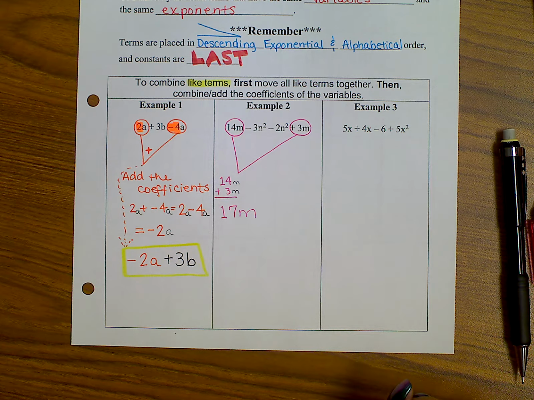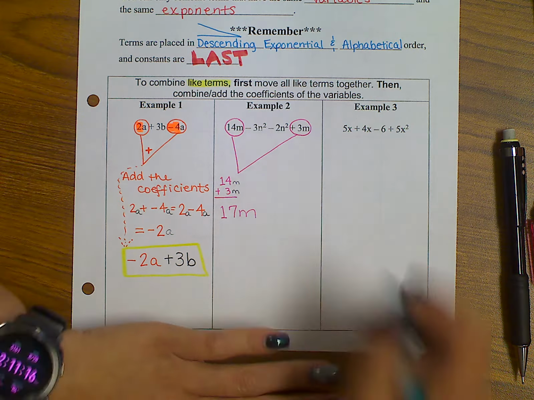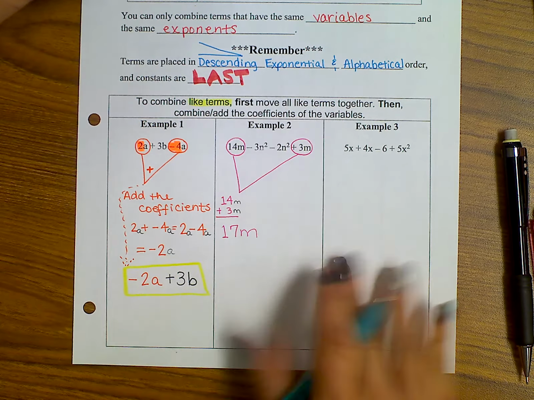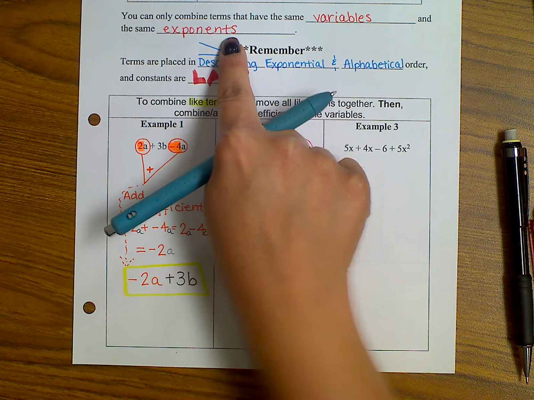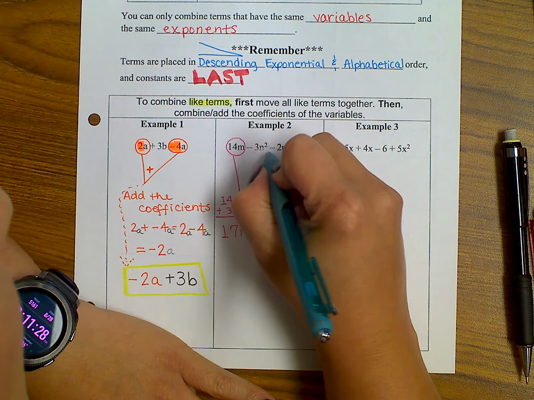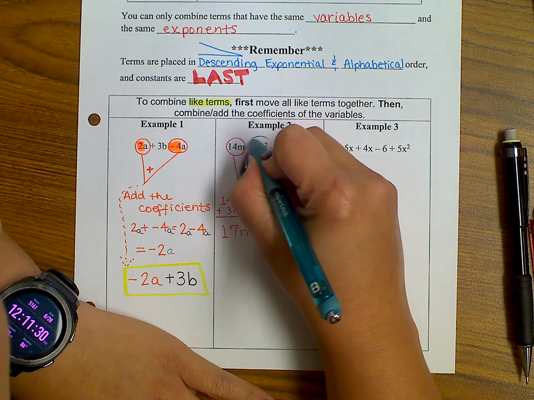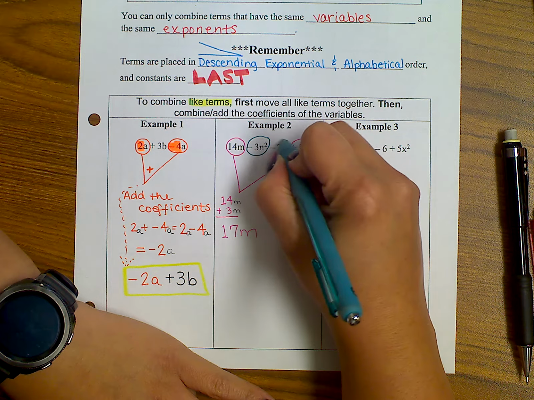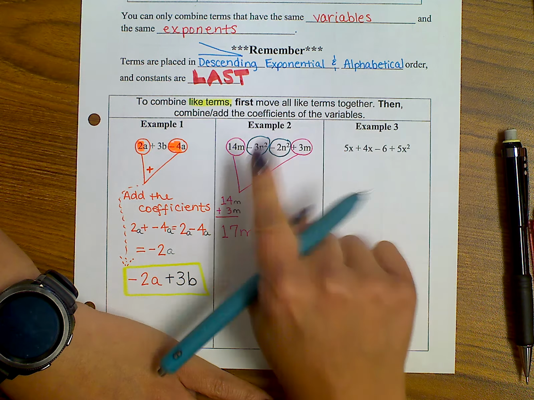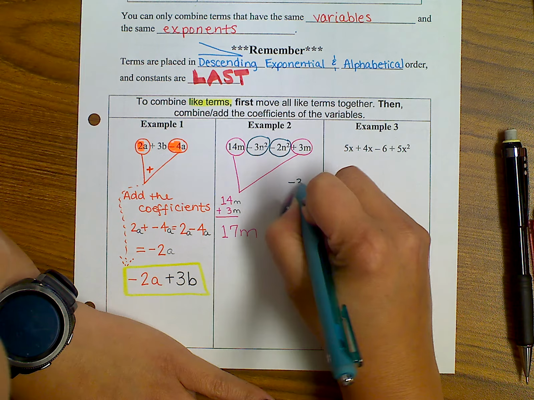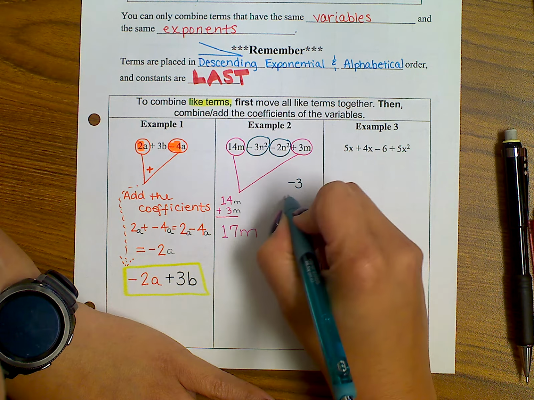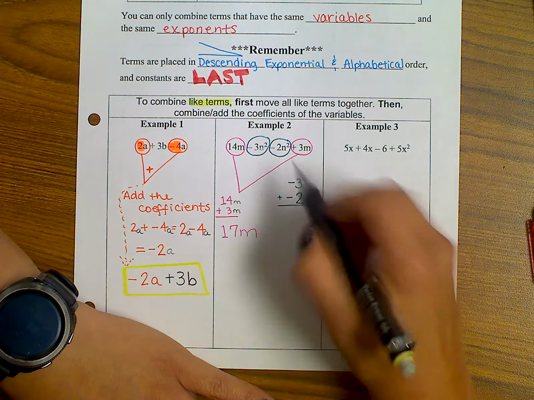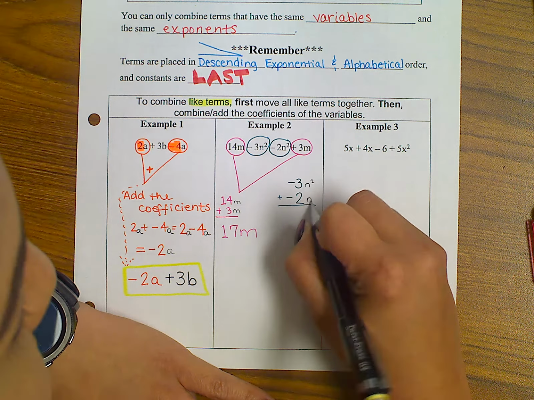Okay, perfect. So now we have our n squared. Remember, to be a like term, it should have the same variable raised to the same power. So here, this one's a little strange because in this case, I have negative 3n squared plus negative 2n squared. So I'm going to take my negative 3 and I'm going to add my negative 2. Of course, my like term here is my n squared.